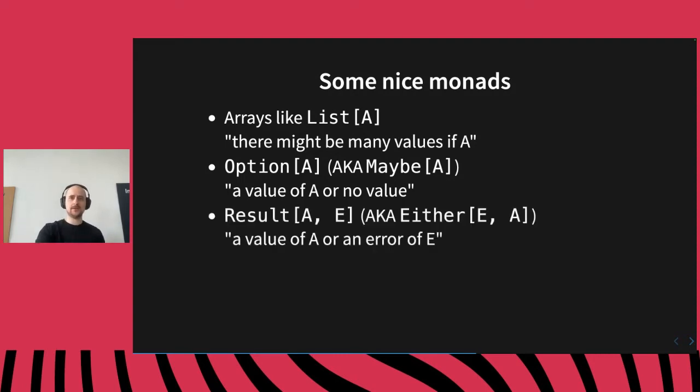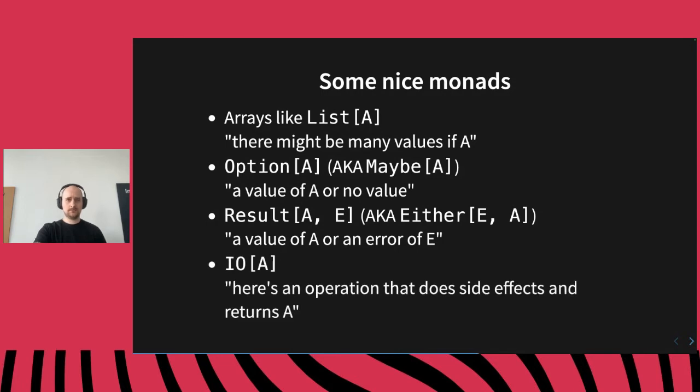Next thing is Result, also known as Either. Either is a more generic definition. Result is more use case specific, and it says I can have either a result value of A or an error of E, and it's a replacement for exceptions. You can use it to chain operations that might fail, and then it will return the first failure and not run any other operations that should go after it. Or also, there's the IO monad that says there's an operation that does side effects and returns A. And you can use it to chain side effects.